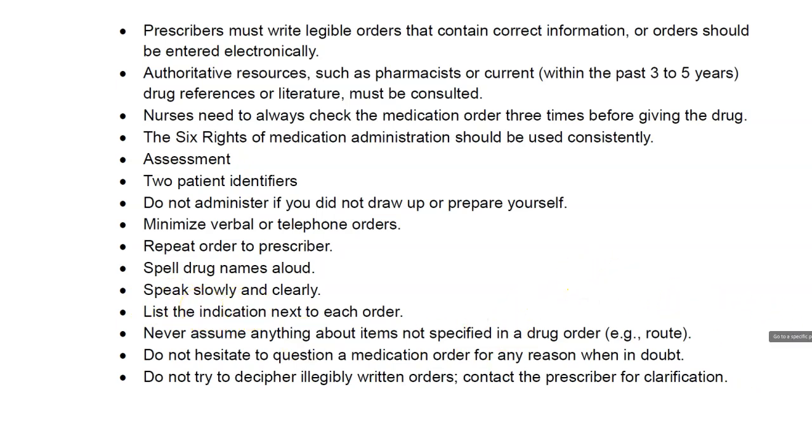And then never assume anything about items not specified in the drug order. So if it's not written, don't just say, oh, probably it's IM, probably sub-Q. No. Any information that's missing, you don't assume. You call the doctor or the NP or whoever to clarify that order. Don't assume. And do not try to decipher things that you can't even read, right? Again, contact and clarify. Save your patient.